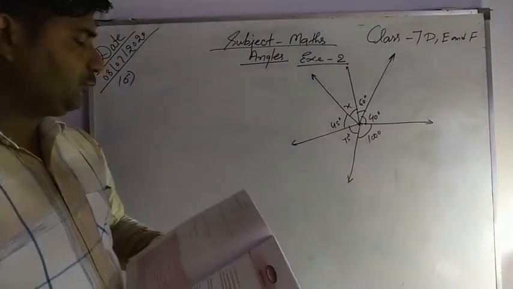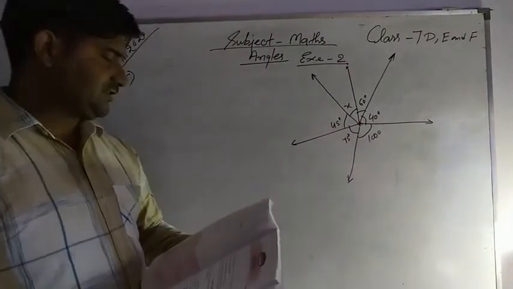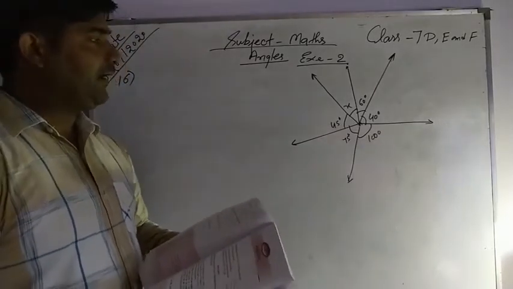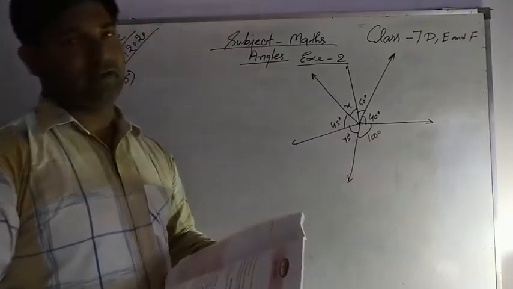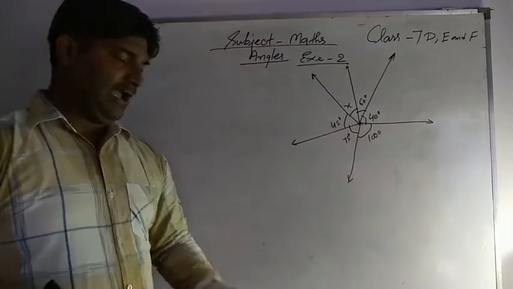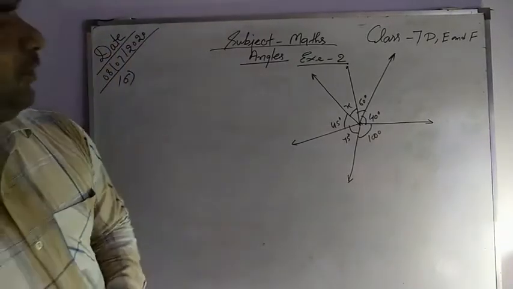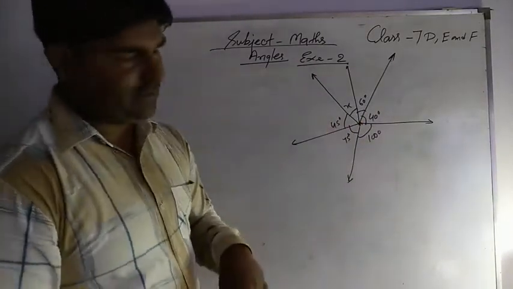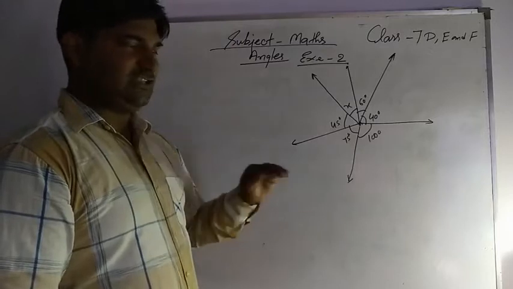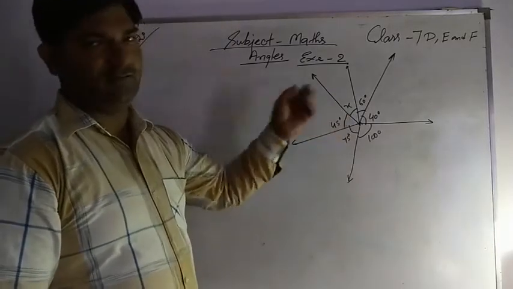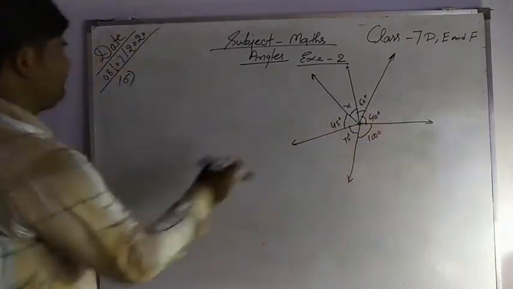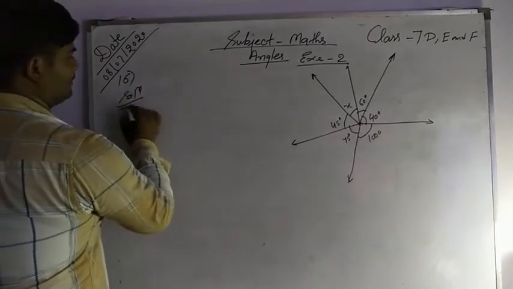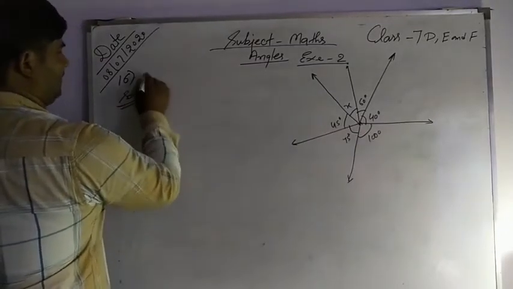So now I am going to explain question number 16. A diagram is given and we are going to find the value of x in the given diagram. Okay, so as you know, the sum of all angles around a point is equal to 360 degree. So we use this concept and find the value of x. Okay, so solution of question number 16, the first part.